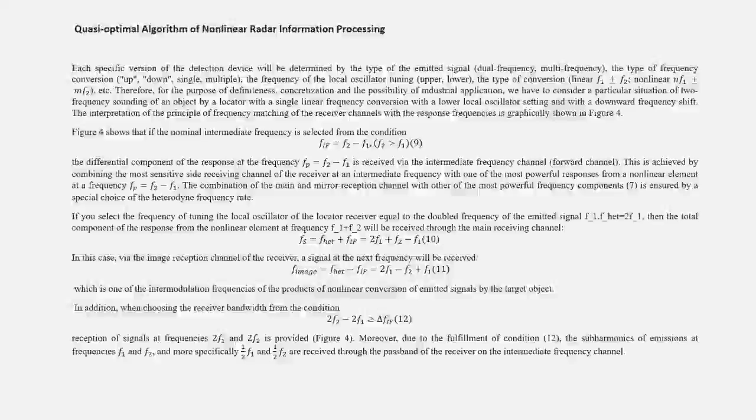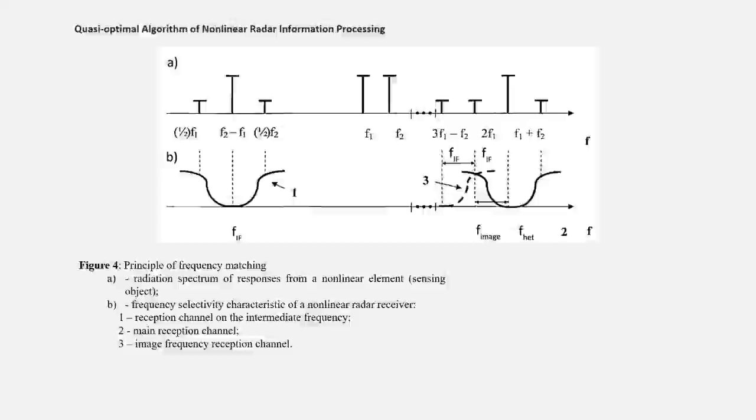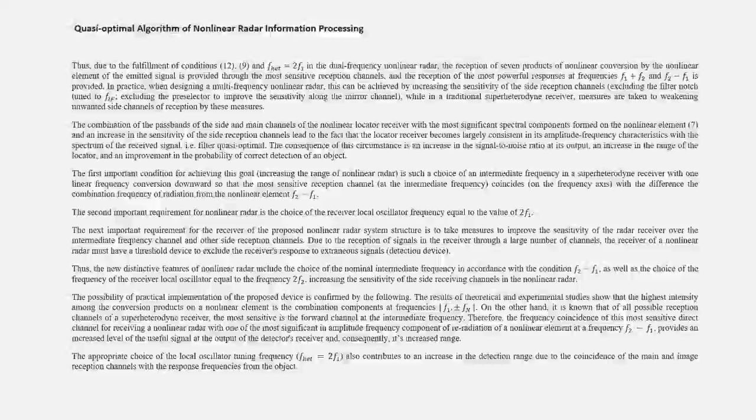So if you select the frequency of tuning of the local oscillator of the locator receiver equal to the top frequency of the emitted signal, then the total component of the response from the nonlinear element frequency will be received through the main relevant channel. In this case, by the image reception channel of the receiver, the signal of the next frequency will be received, which is one of the intermodulation frequencies of the products of nonlinear conversion of emitted signals by a target object. Here we can see Figure 4, the principle of frequency matching.